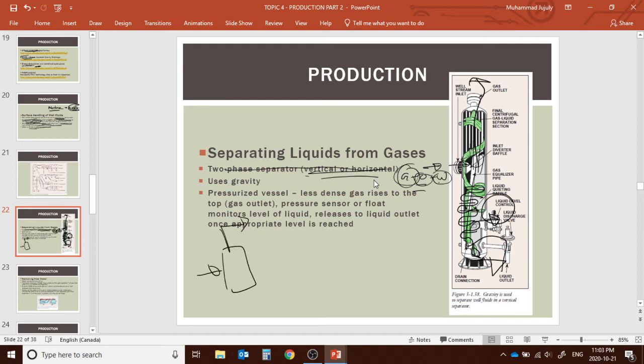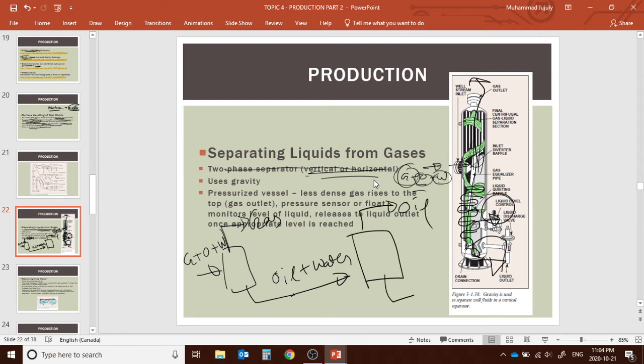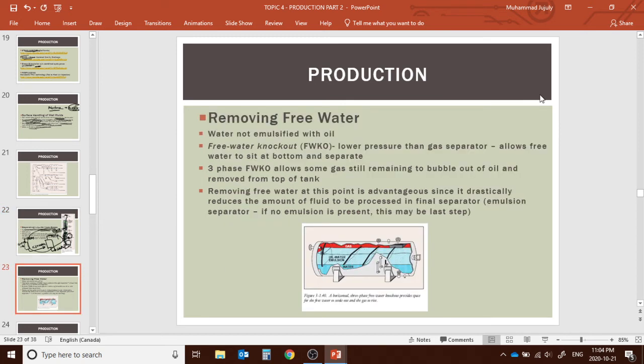Okay, so you have oil, gas, oil and water. The first separator, you just remove gas and you have oil plus water. Then the second phase of separator, you have another separator. In there you remove oil, and then at the bottom you got the water. So this is how mostly we do here. All right, so this is how it works.